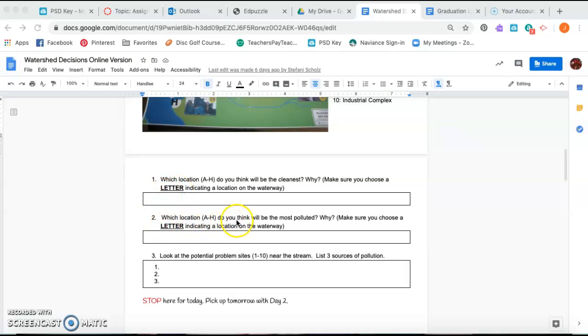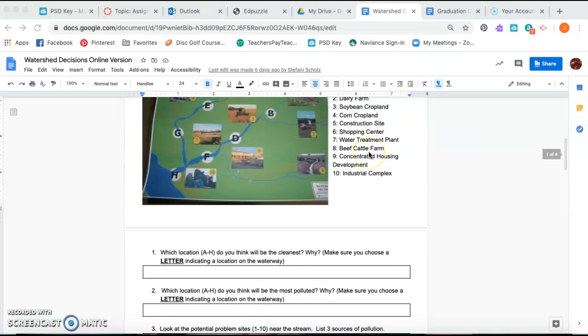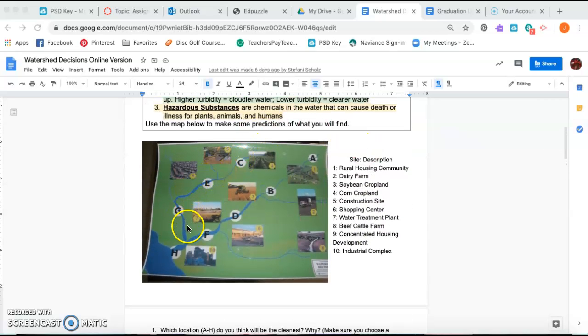Which location A through H you think will be the most polluted and why. Make sure you choose a letter, again, to let us know which location you're talking about. And for both of these, you want to make sure you're looking at the location on the map compared to the other locations. So think about the direction the water is flowing, and that might help you decide which one is likely to be the cleanest and which one is likely to have the most pollution that has built up.